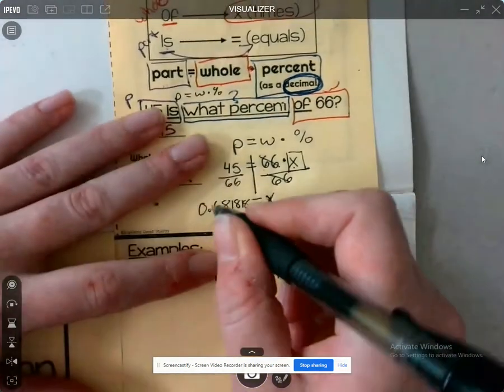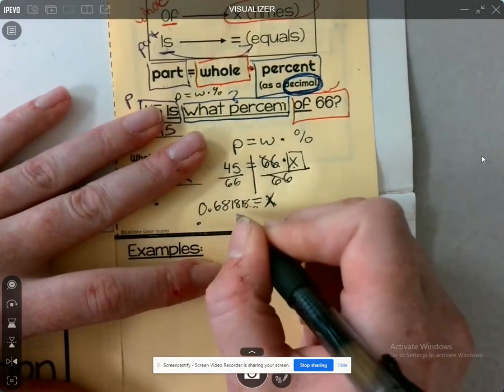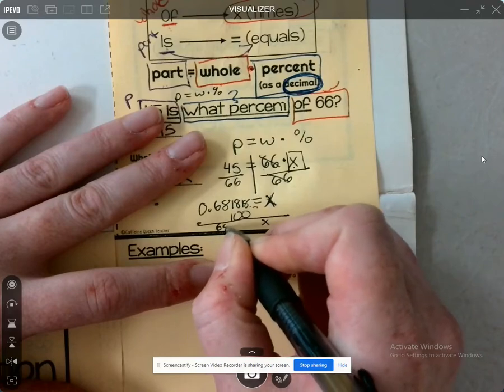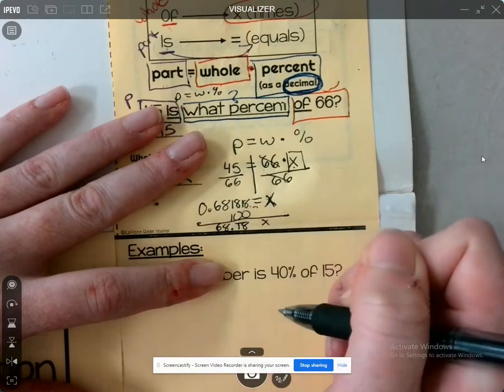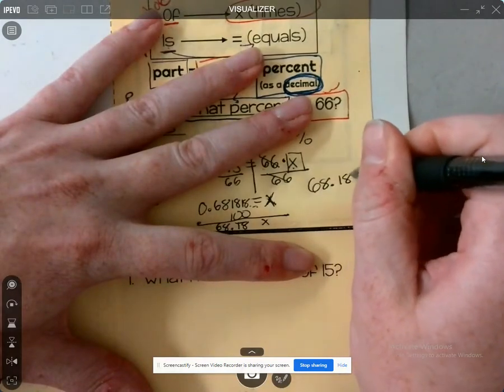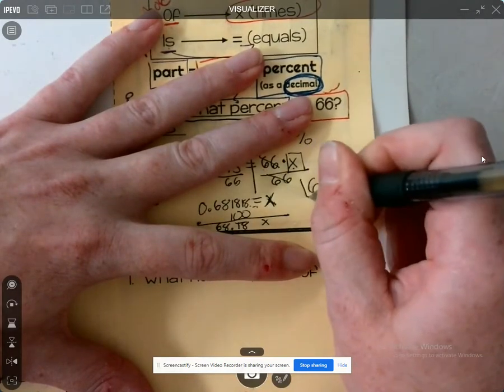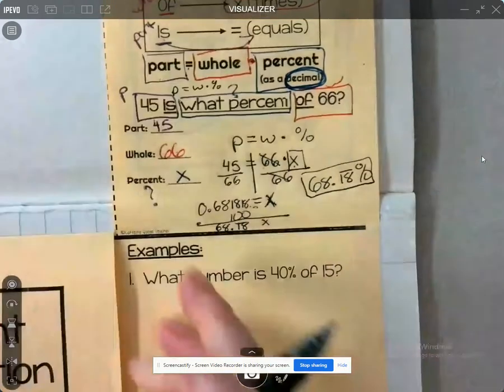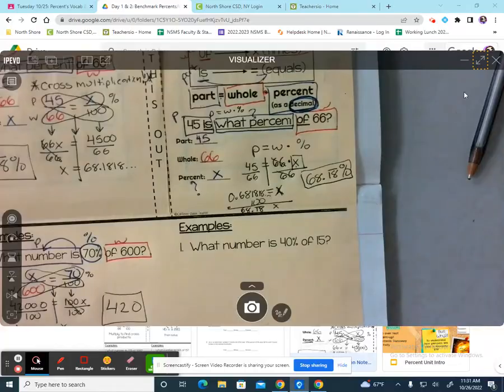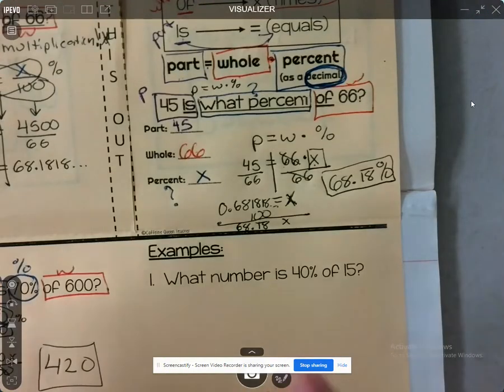So we're going to go ahead and multiply this by 100 to get our percent of 68.18 repeating. Therefore, our answer here is 68.18 repeating percent, which is the same answer we got over here using a different method. Let's continue to explore this down below.